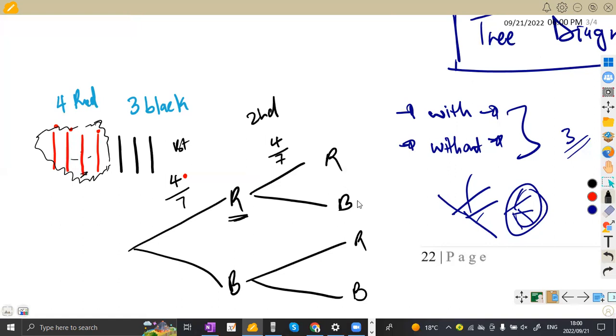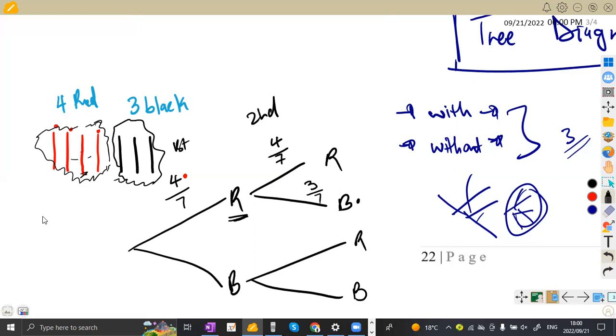So what is happening with black at that moment? Have we touched this part? No, nothing. We have not done anything here. So which means the black is going to remain as 3/7. We have done nothing with black. So when you are dealing with a tree diagram, you treat each branch separately.